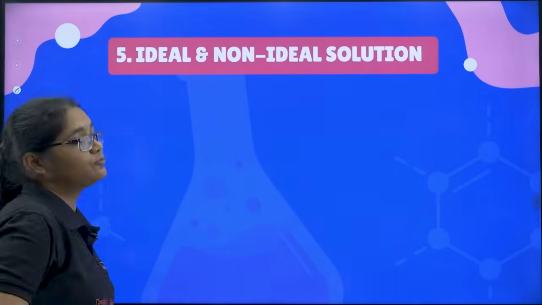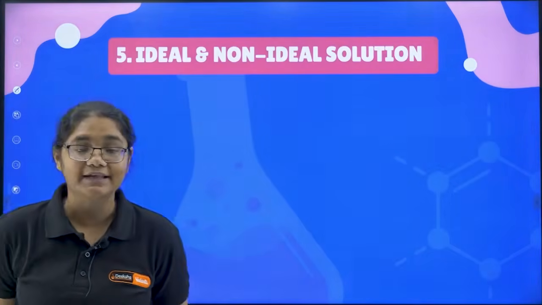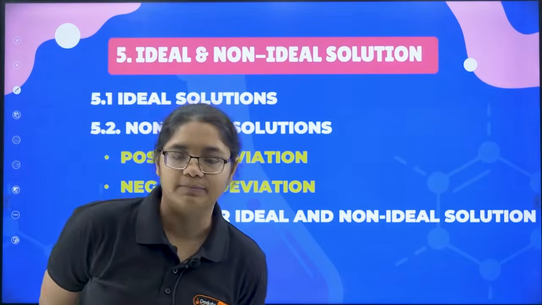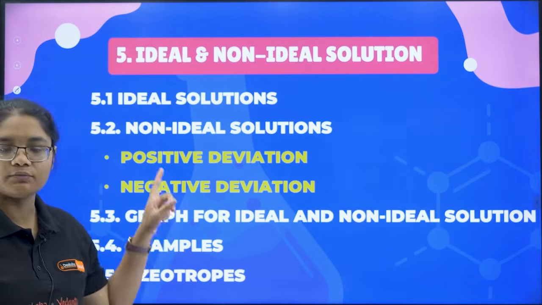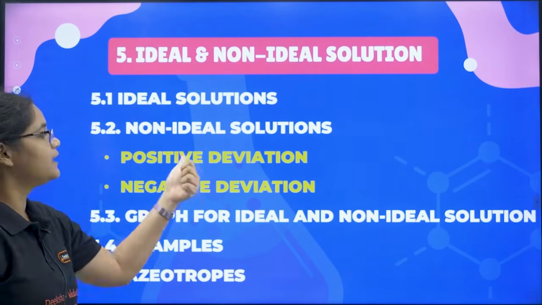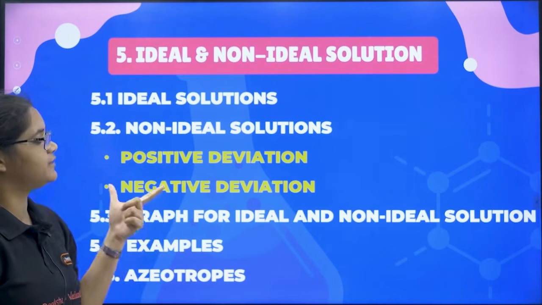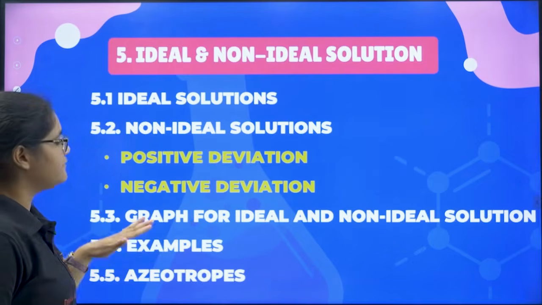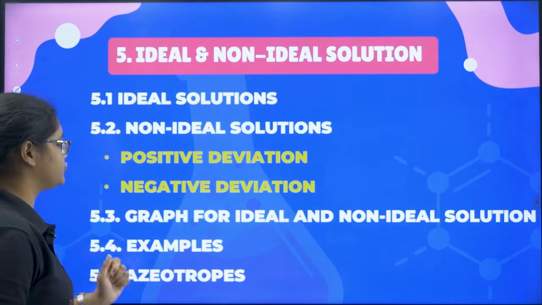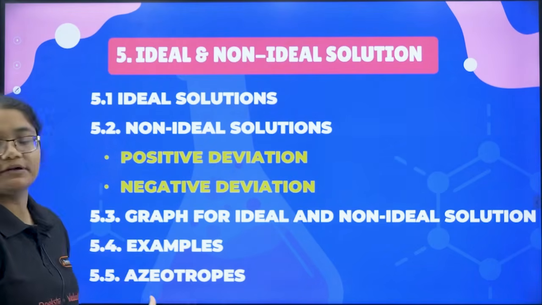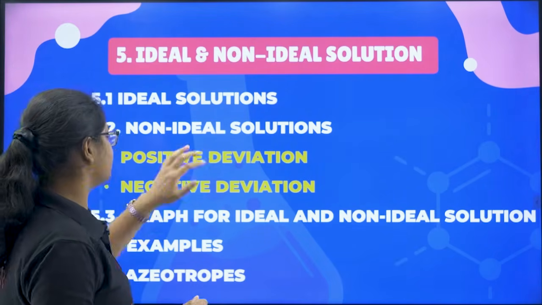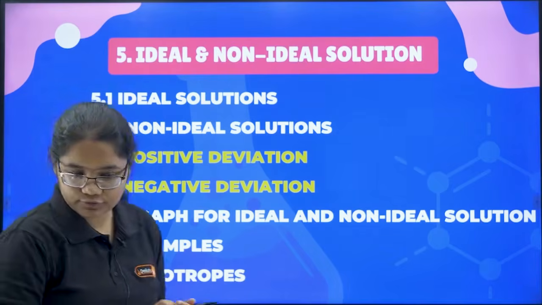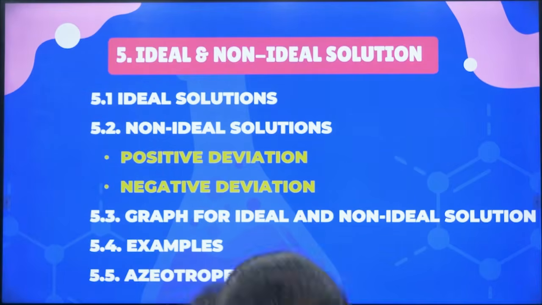Now let's move to the most important topic, that is ideal and non-ideal solution. Here what all things we have to study? We have to see what is ideal solution, what is non-ideal solution. In non-ideal solution we have positive deviation and negative deviation. Then we have graphs for ideal and non-ideal solution, examples, and lastly we will talk about azeotropes. So now let's start with the first topic, that is ideal solutions.